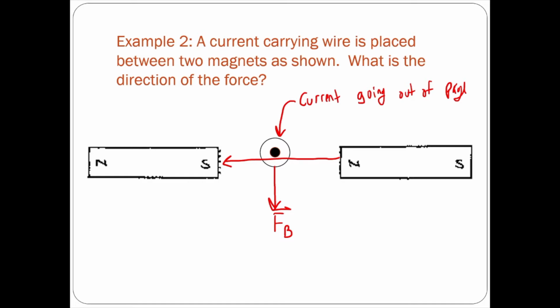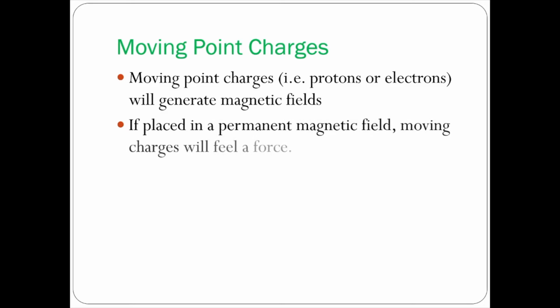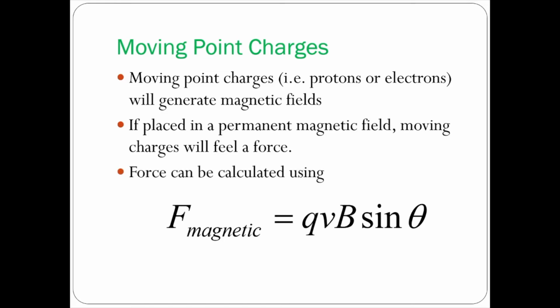Alright, so that's how we can deal with magnetic force on a current inside a wire. We can use the right-hand rule for moving point charges as well, but there are some other considerations we have to take into account for a moving point charge. Now, being a charged particle and moving, it does create its own magnetic field. Now, if this charged particle moves into another magnetic field, because there are two interacting magnetic fields, then the charged particle will feel a force.